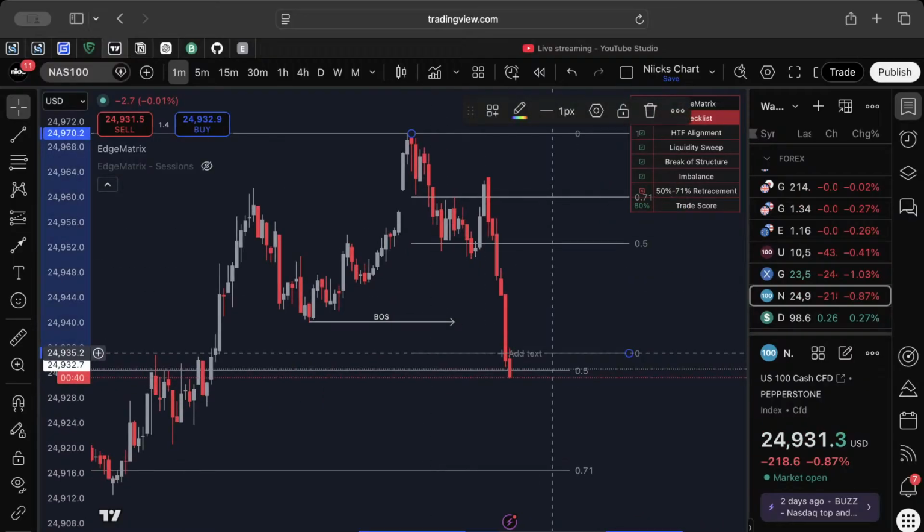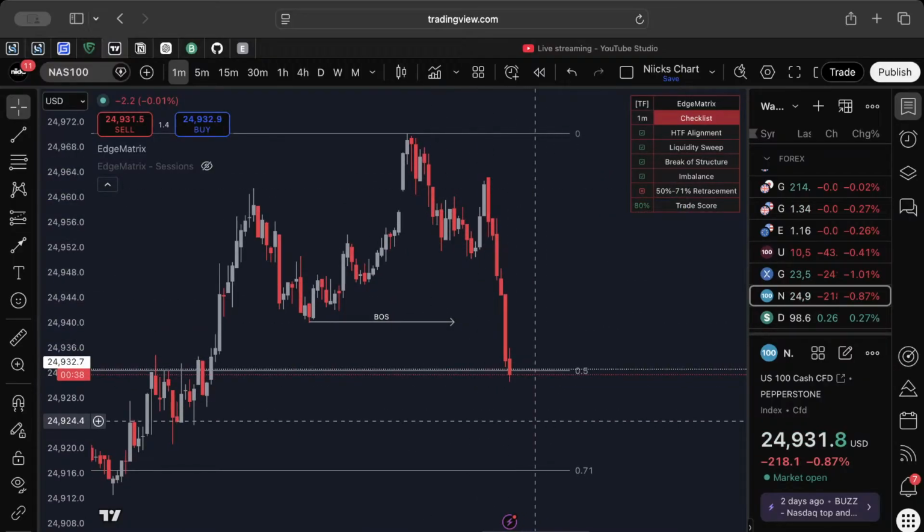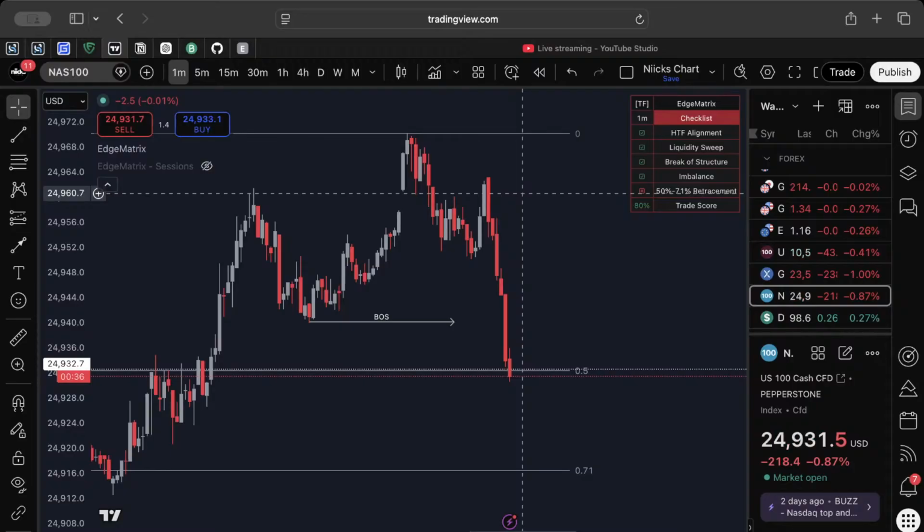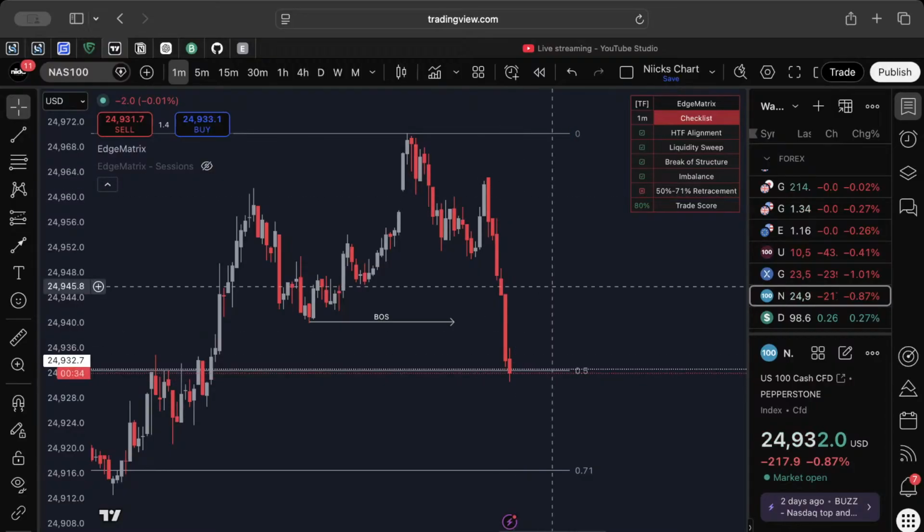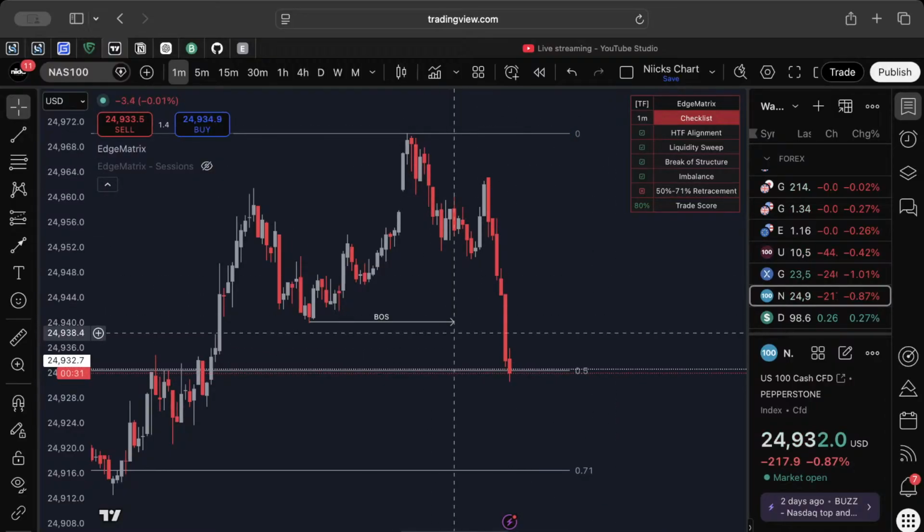So sells are now invalidated. We made that whole move down. It shows that, again, sells were correct. Like I told you guys, we're going to sell off before we buy back up. But now I need to wait for some type of buying opportunity.